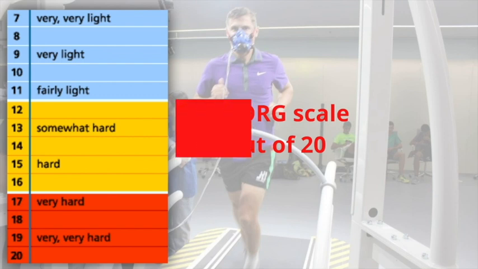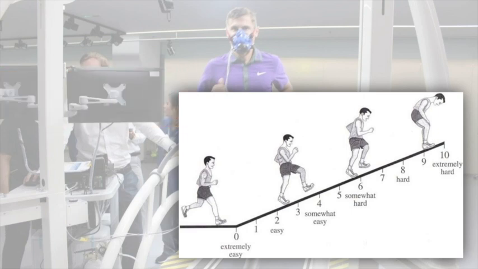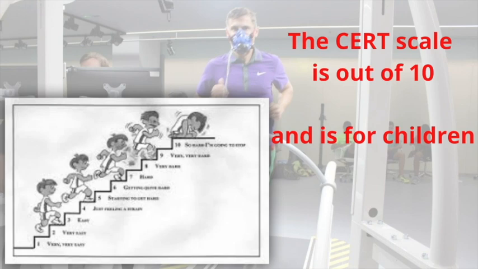Another method is called the OMNI scale, measured out of 10. Not as accurate as the Borg scale, because there's obviously less numbers, therefore there's less scope to have variance within performance, but you will need to know the difference between the OMNI scale and the Borg scale, and the main difference is that the OMNI scale is out of 10, the Borg scale is out of 20. And lastly, we have the CERT scale, also measured out of 10, so similar to the OMNI scale with regards to being out of 10, but the CERT scale is used with children, and the levels of intensity are slightly different out of 10 for children whilst performing. And that's our three methods of exercise intensity monitoring that aren't factual.